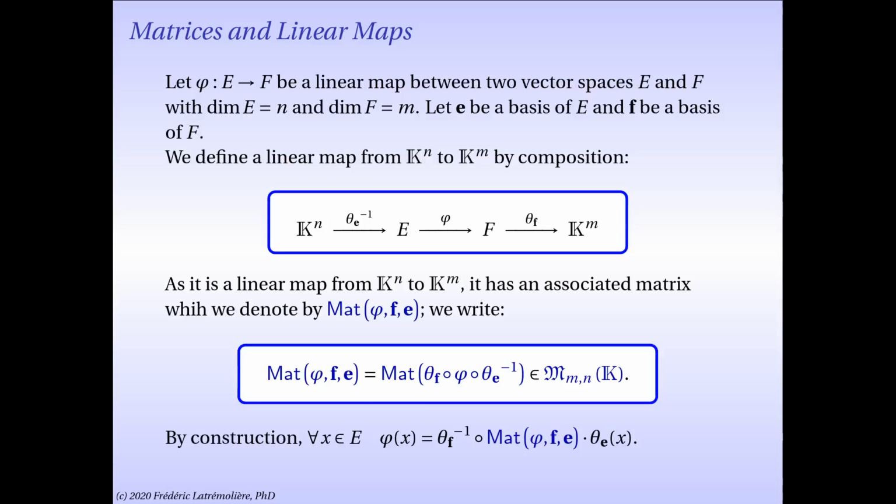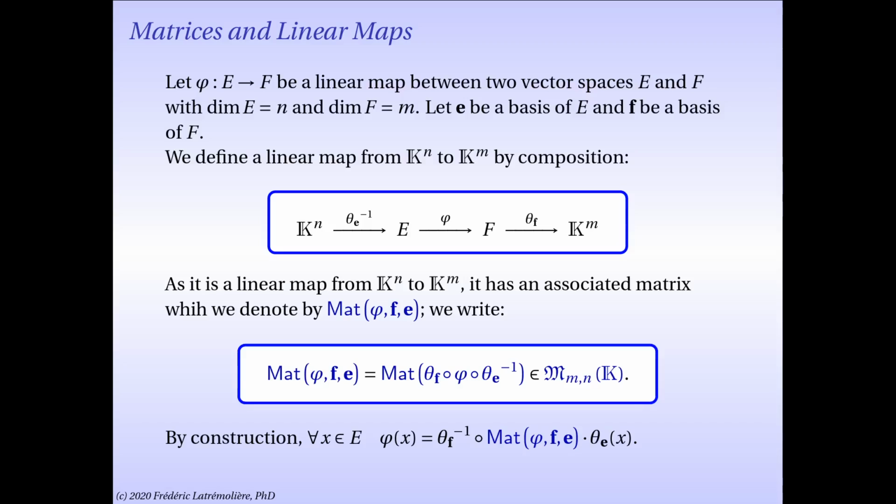We observe that by construction, if x is a vector in E, then phi at x is a vector obtained by applying the inverse of theta sub bold F to the product of the matrix of phi in the ordered basis bold F and bold E with the image of x by theta sub bold E. The matrix associated with a function from k to the n to k to the m will be called the standard matrix. It is trivially equal to the matrix of the same map in the canonical ordered basis, so we have no conflict in our notations.